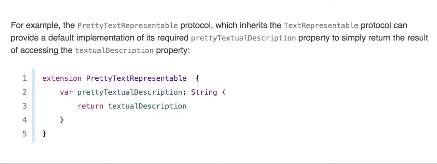For example, the PrettyTextRepresentable protocol, which inherits the TextRepresentable protocol, can be provided a default implementation of its required prettyTextualDescription property to simply return the result of accessing the textualDescription property. Extension PrettyTextRepresentable, var prettyTextualDescription: String, return textualDescription.